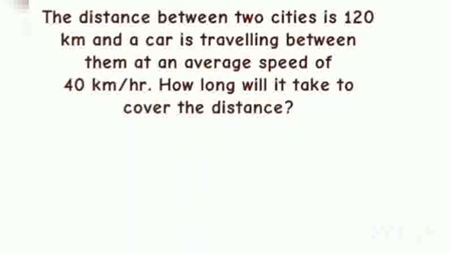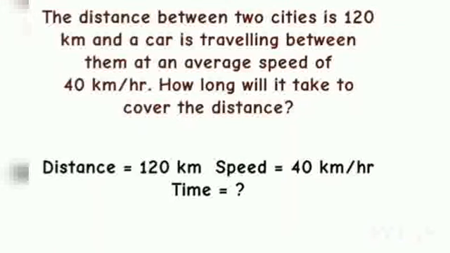per second. Next question. The distance between two cities is 120 km and a car is traveling between them at an average speed of 40 km per hour. How long will it take to cover the distance? Values of distance and speed are given. Time we need to find out.